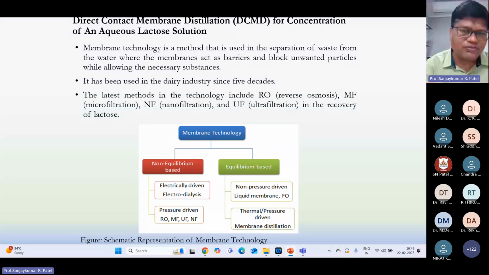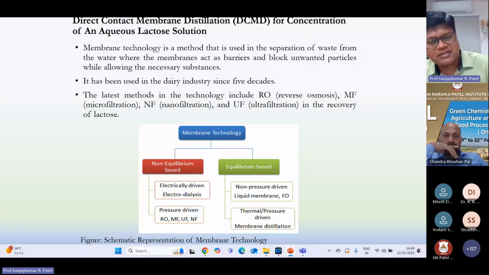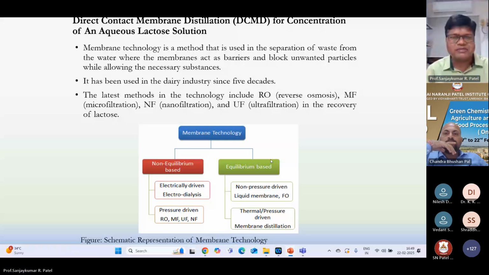Now, this technology is different from the previous three technologies, like anti-solvent crystallization and cooling crystallization. Now I'll try to club membrane technology along with the crystallization process. Mostly there are various types of membranes, which I will not describe. Non-equilibrium based membranes are available, and equilibrium based membranes are available, and we know about that.